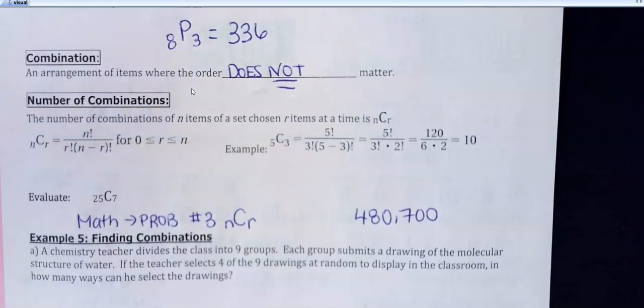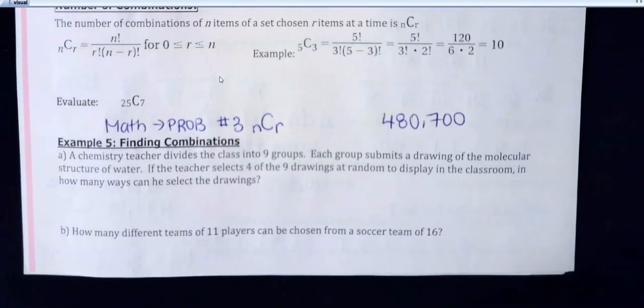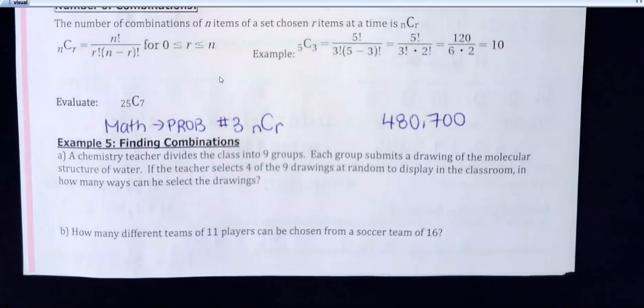Okay, so the order doesn't matter for a combination. So does the order matter? Does the order not matter? That's what you want to ask yourself. So for these two little examples at the bottom, these are both combinations. It says chemistry teacher divides the class into 9 groups. So I have 9 groups of people. Each group submits a drawing of molecular structure of water, and the teacher's going to just display 4 of the group's work.